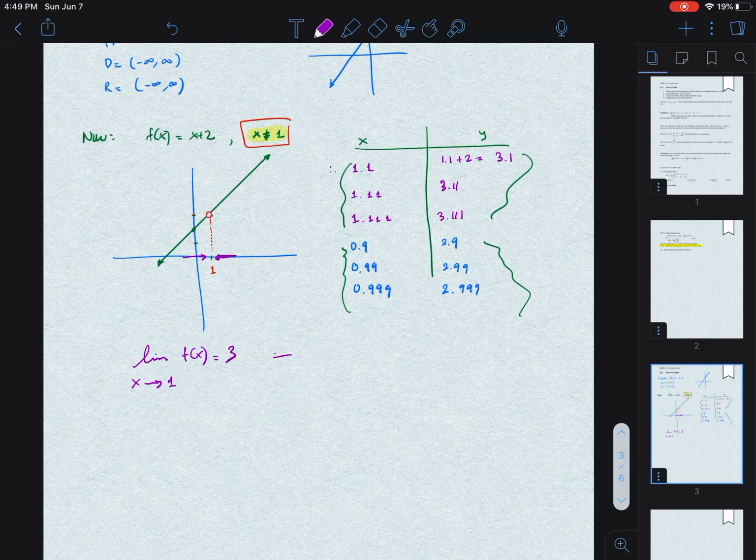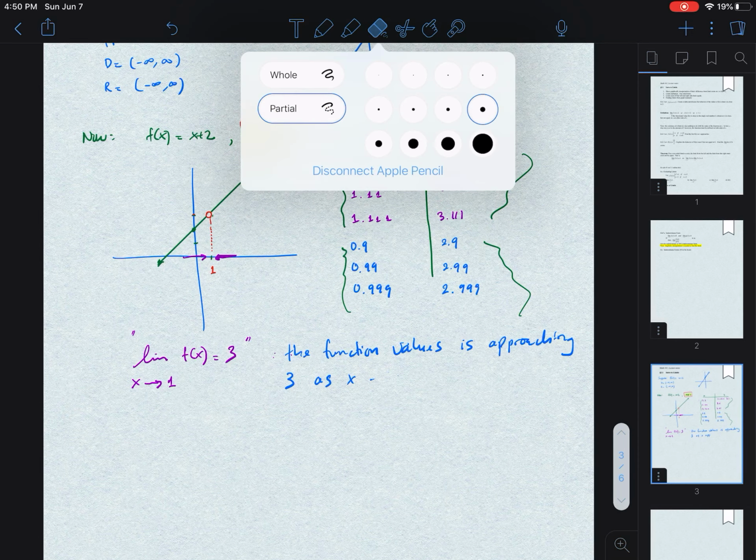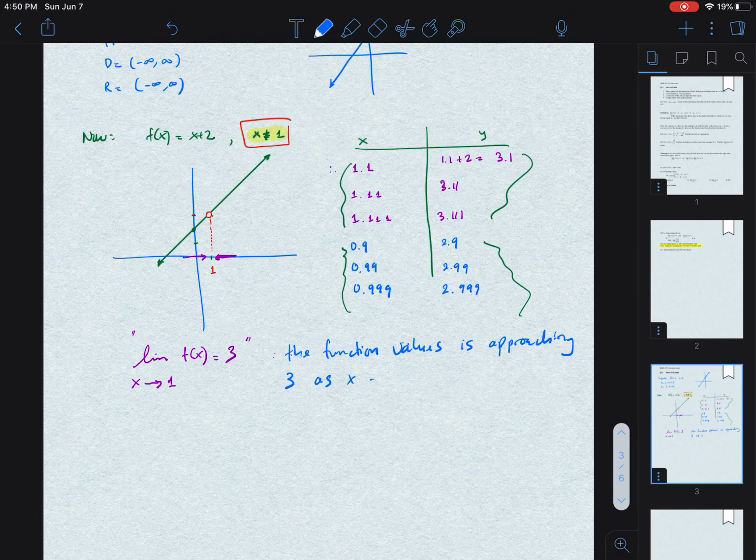So this notation, if I have to spell it out in words, it means that the function values are approaching 3 as x values get close to 1.